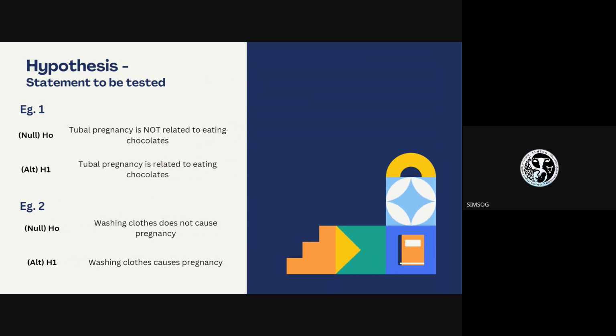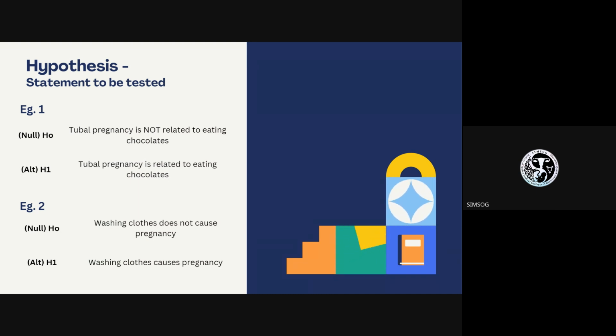I have a question. By nature, are all null statements that we make just negatory statements, or do we make it the statement we definitely want to disprove? Like in the second example, is it the statement we want to disprove, or is it, as we said, the status quo?